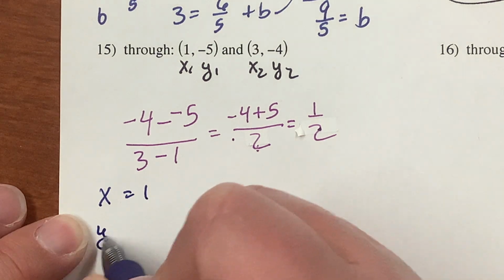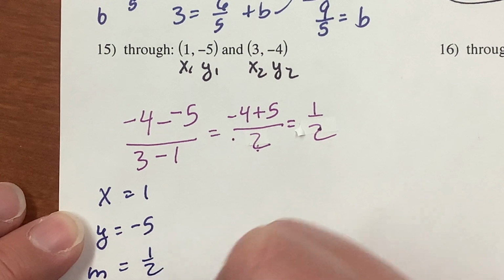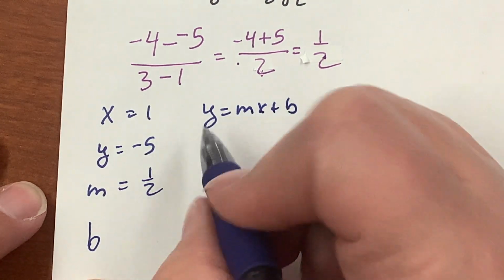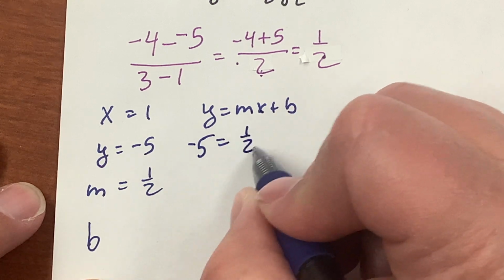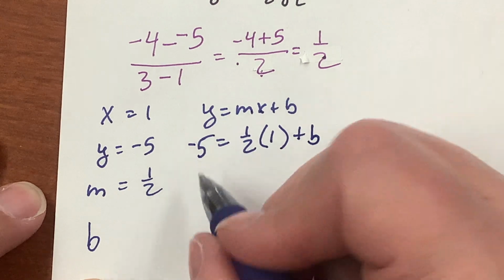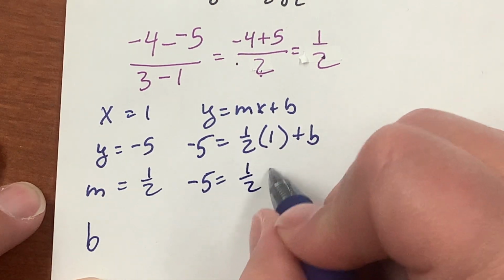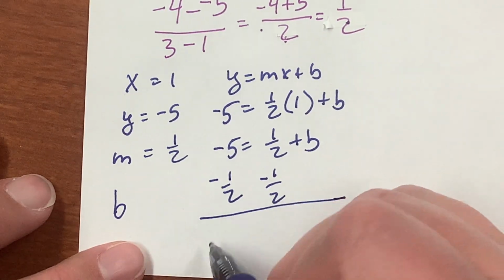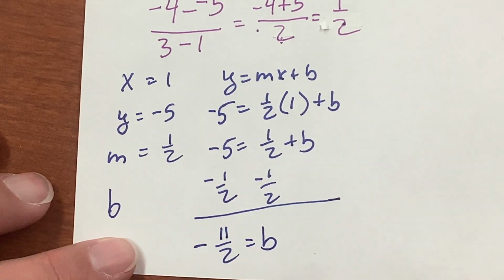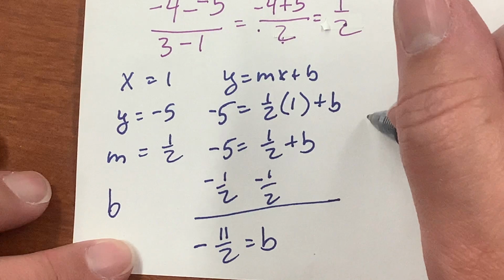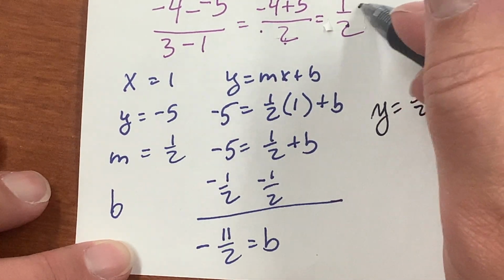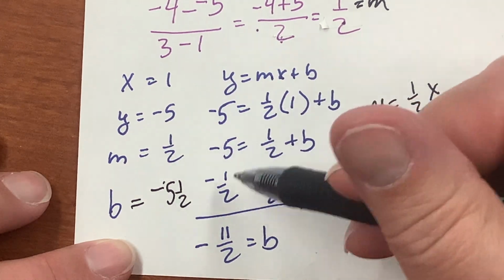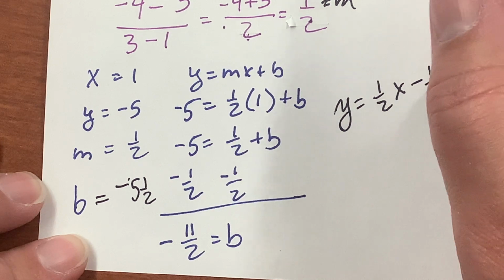x is 1, y is -5, m is 1/2, b, who knows? y equals mx plus b: -5 equals 1/2 times 1 plus b. -5 equals 1/2 plus b, minus 1/2 from both sides. And that's 11 over 2. -11 over 2 equals b. Or -5.5, depending on how you look at it. So y equals 1/2 x minus 11 over 2.